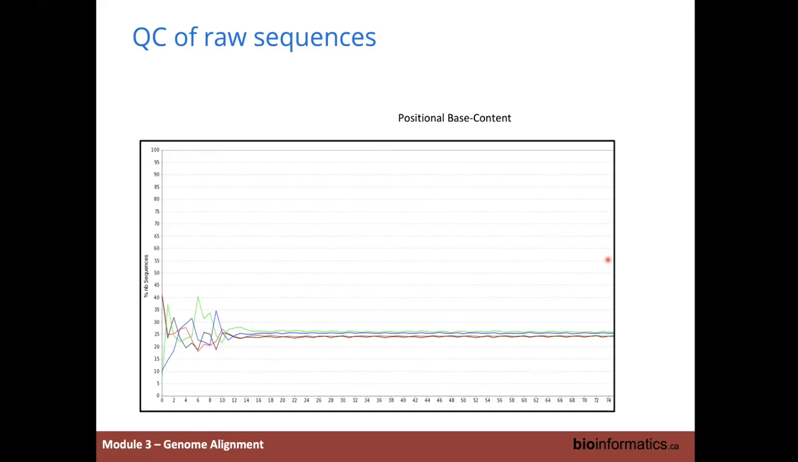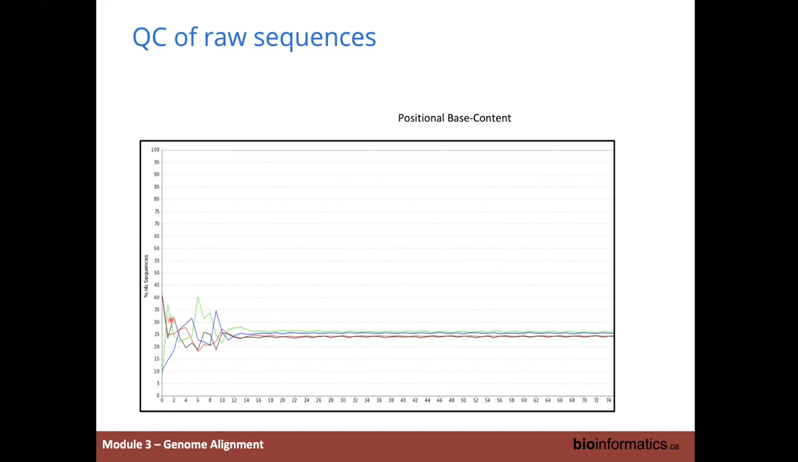Another QC that we are doing, we look at the composition for each cycle, the composition in terms of bases. So each line represents a given specific type of base, so A, C, G, or T. And you look over all your reads, what is the composition?